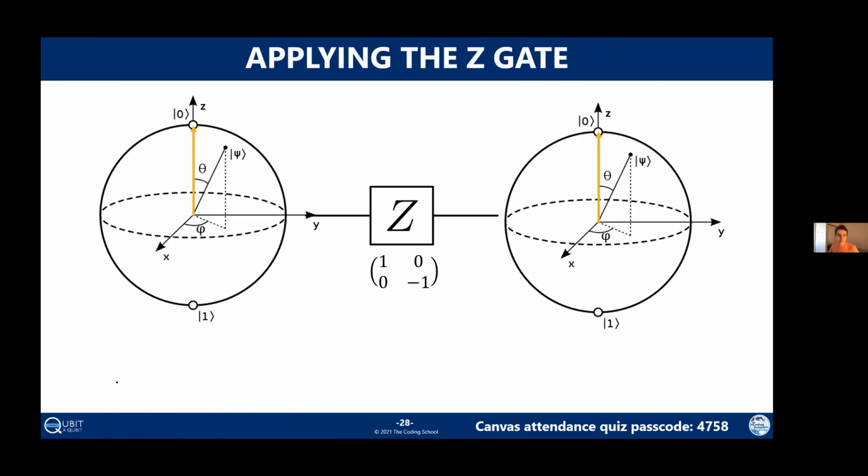Okay, last example, I promise. I know we're going quite a bit over time. I do apologize for that. The Bloch sphere takes quite a while to get used to. So the last example is the Z gate.